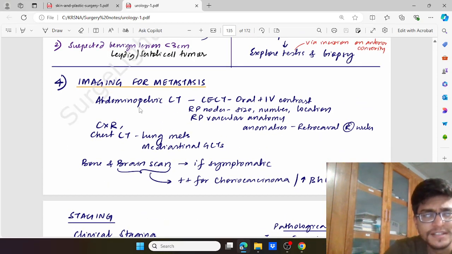Imaging for metastasis through abdominopelvic CT, with oral plus IV contrast: retroperitoneal nodes, size, number and location, retroperitoneal vascular anatomy, anomalies like a retrocaval right ureter. Others like chest X-ray, chest CT for lung and mediastinal GCT, and bone and brain scan if needed. If symptomatic, brain scan is important for choriocarcinoma or cases with increased beta HCG.